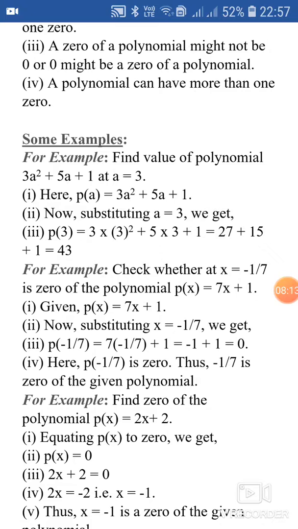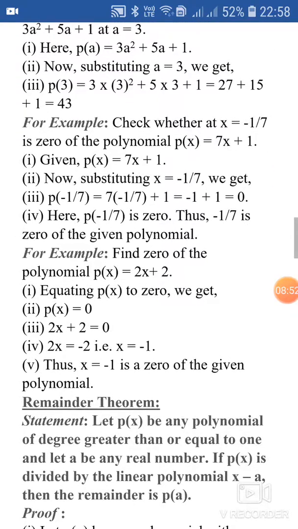Find the value of the polynomial. The polynomial is 3a square plus 5a plus 1 at a equals 3. Now the value of a is equal to 3. So we will put the value of a in our polynomial: 3a square, so for a square we will put 3 raised to power 2, plus 5a, so 5 into 3, plus 1. Then we will simplify. See in the third step, 3 multiplied by 3 square plus 5 multiplied by 3 plus 1. When we simplify, it becomes 27 plus 15 plus 1 equals 43.